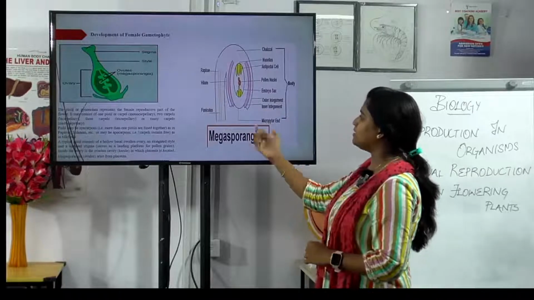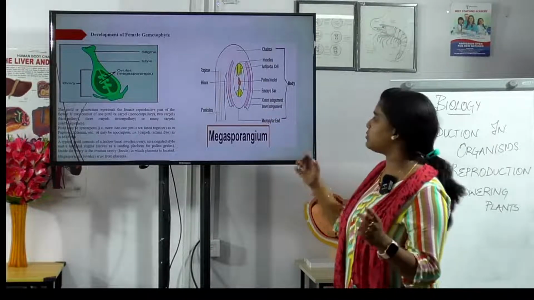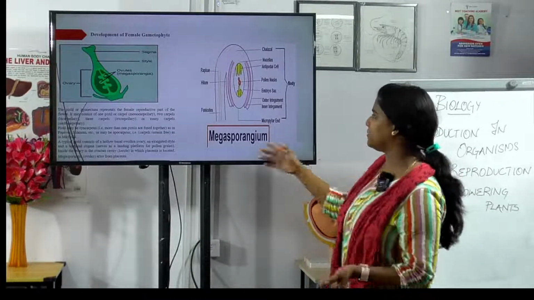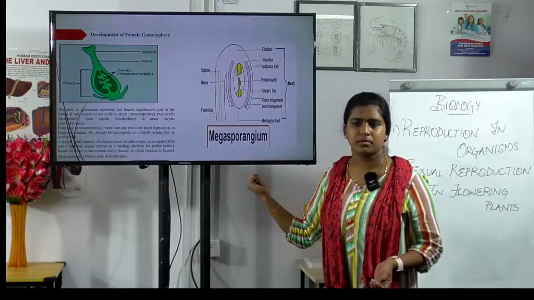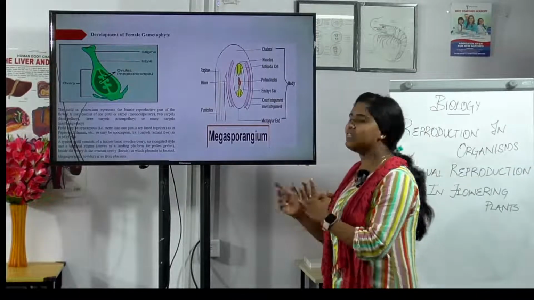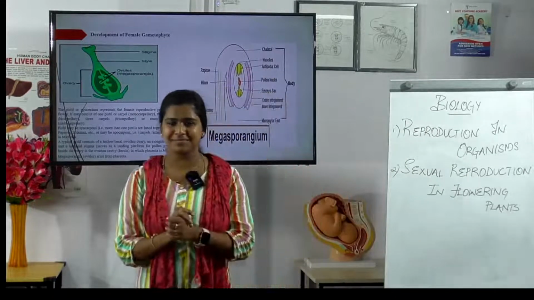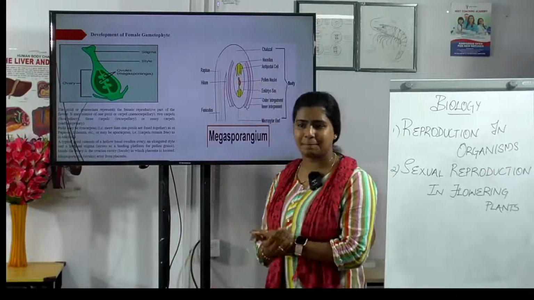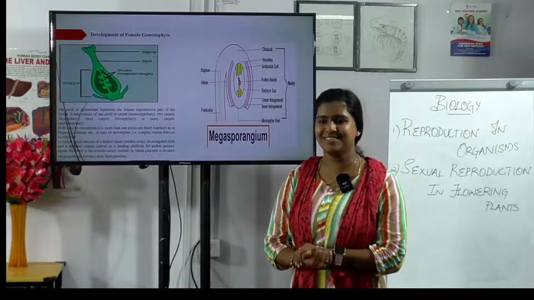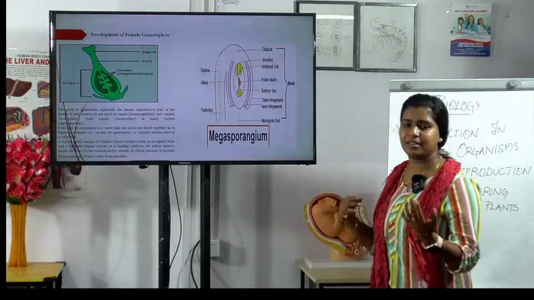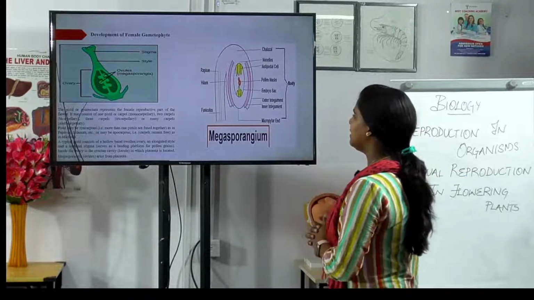If it contains one pistil or carpel, it is called monocarpellary. If it is two, it is bicarpellary. Three means tricarpellary, and many means multicarpellary. And the pistil may be syncarpous. What is syncarpous? More than one pistil fused. When more than one pistil is fused, it is syncarpous.